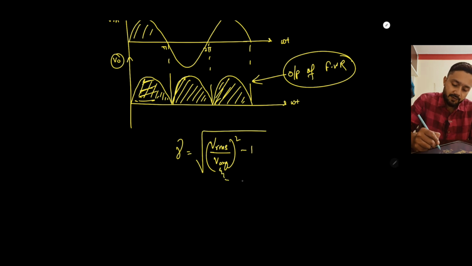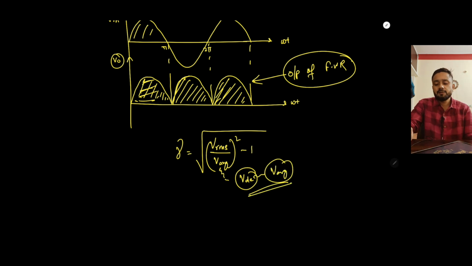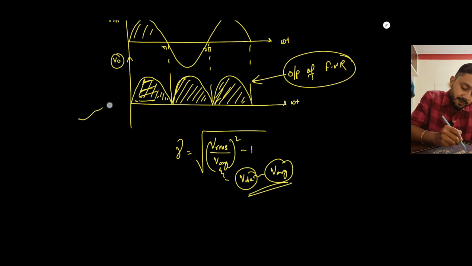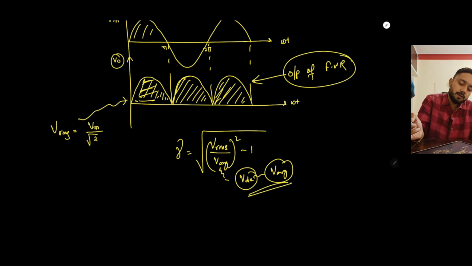This V average we can also denote as VDC. So whenever you come across the term VDC, it basically means V average. You can use either of the terms interchangeably. So what is the RMS value of this waveform, VRMS? If you calculate the RMS value of this, it will be Vm by root 2.